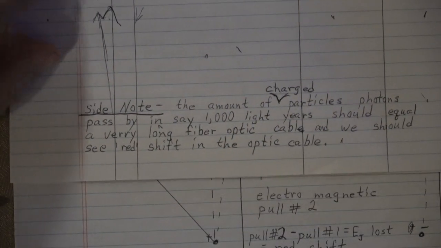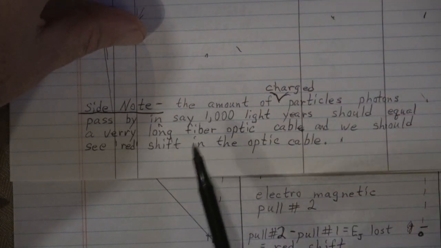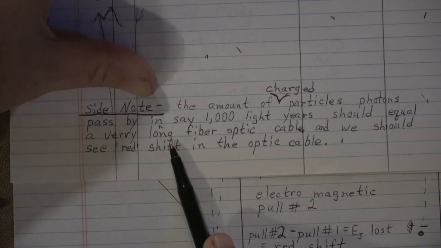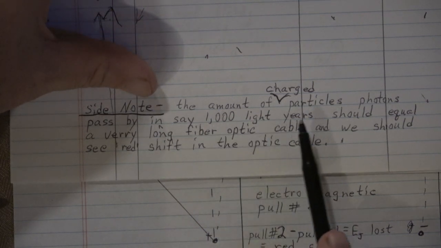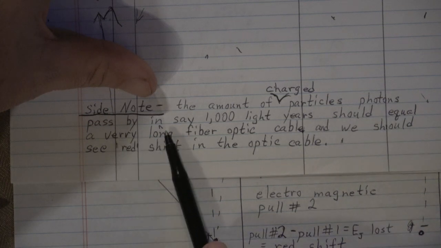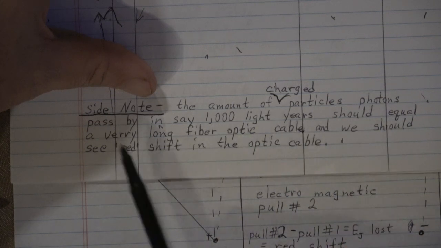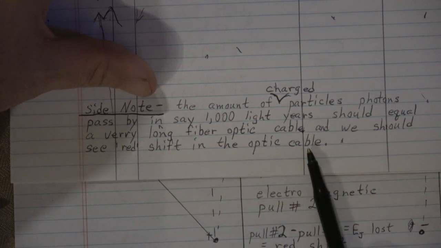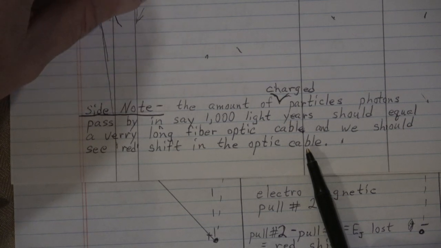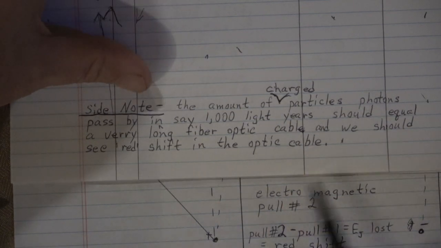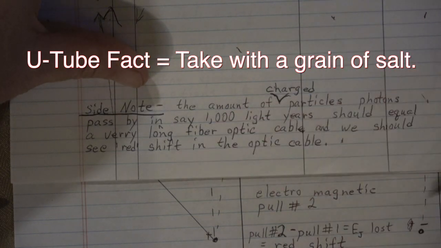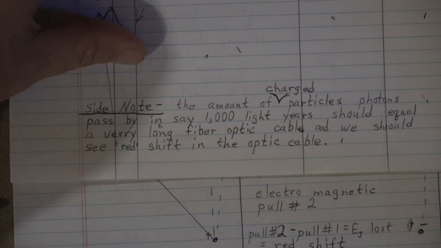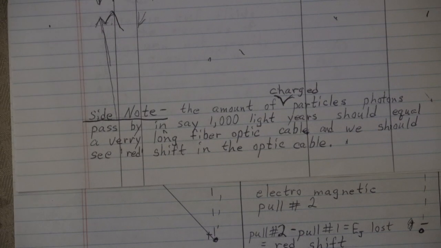A side note that I'm definitely going to stick with, because I actually found this YouTube fact right here. I did find something that correlated with this, saying the amount of charged particles photons pass in, say, 1,000 light years should equal a very long fiber optic cable. We should see redshift in optical cable, and we actually do see redshift in a fiber optic cable, and that is, again, a YouTube fact. It was something that I was guessing on when I first did this. So we've gone from a wild-ass guess to a YouTube fact on that one.